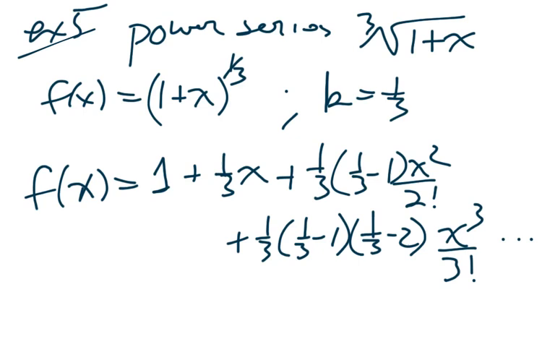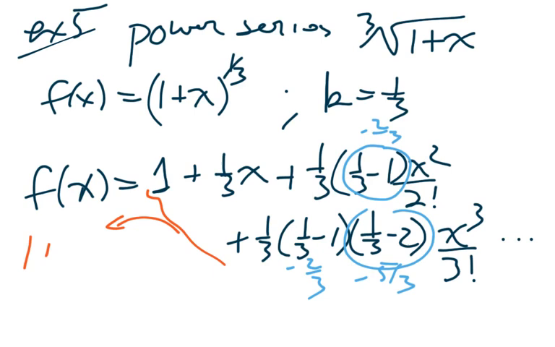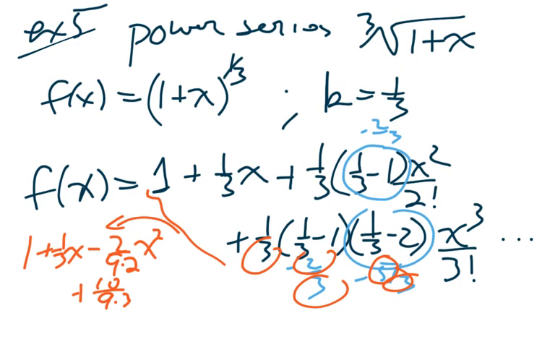Let's see if we can figure this out. 1/3 minus 1 is negative 2/3, and 1/3 minus 2 is negative 5/3. So this series will look like 1 plus 1/3 x minus 2/9 over 2, because of the 2 factorial, x squared, plus 10 over 27 and a 3 factorial, which is 6, x cubed. 3 times 3 times 3 is not 9, it is 27, let me just write that as 3 cubed. And then plus dot dot dot.